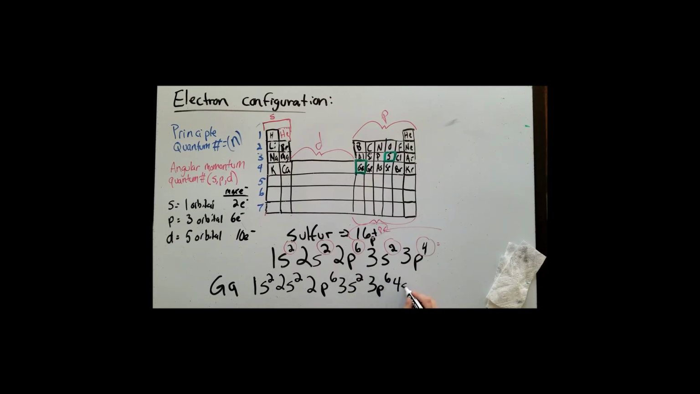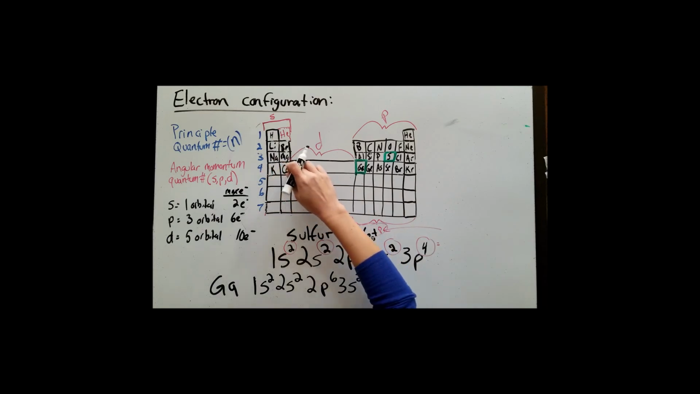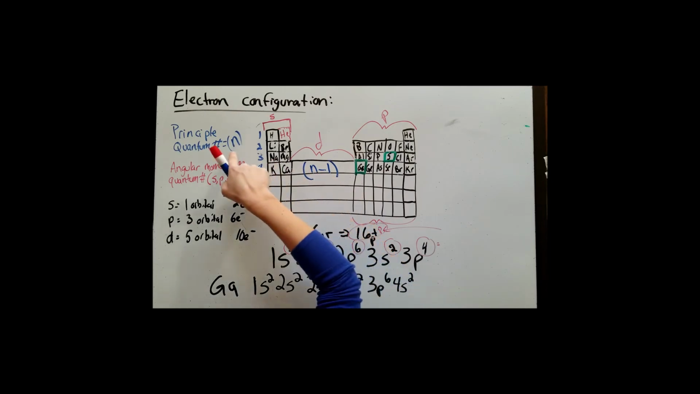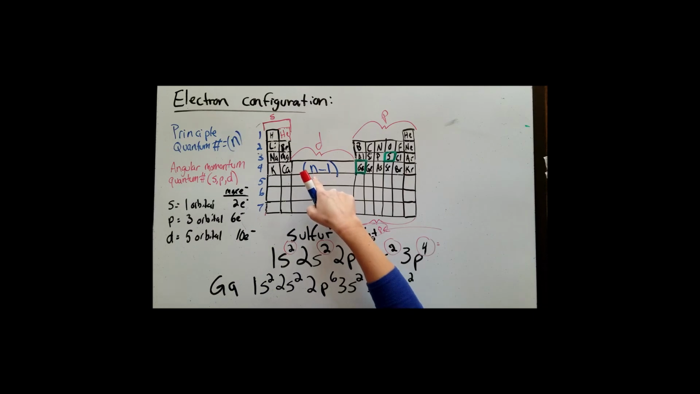Then I hit the 4s's. Period 4, S block first. 4s2 brings me to calcium. Now I'm hitting the D's for the first time. So I wanted to do this example for a reason, because there's always a catch. There's always a rule, right? An exception. So for the D's, D's are always one less than the period they're in. So notice I'm writing n minus 1, n being the principal quantum number, and then one less than the period they're in.